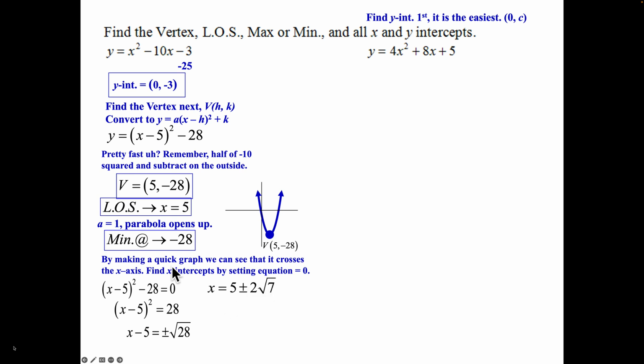Now, these are x-intercepts, which have to be written as a point. So 5 plus 2 square root of 7, comma 0. There's one ordered pair, and 5 minus 2 times the square root of 7, comma 0. There's the 2 points.